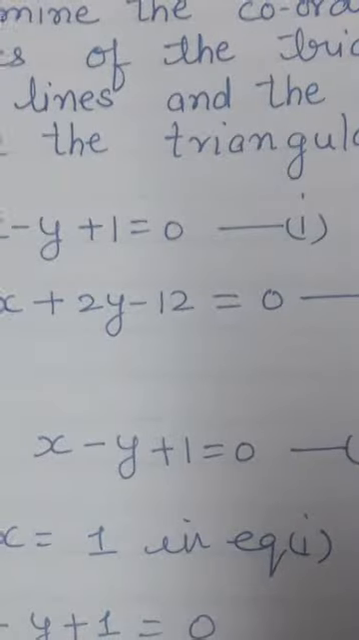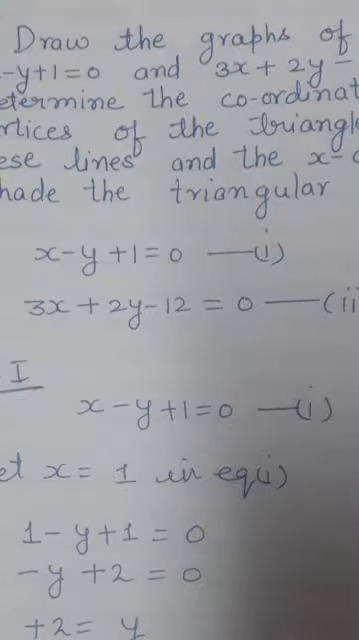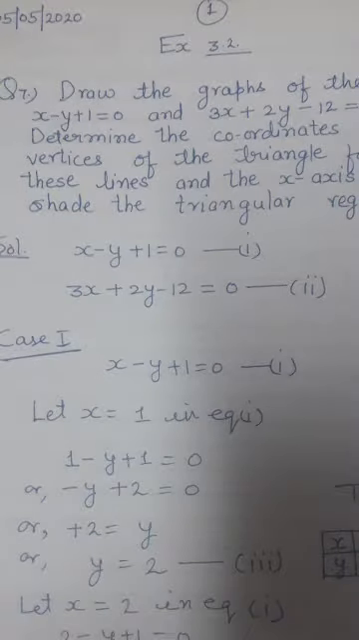This is our first equation. And the second equation which is given to us is 3x plus 2y minus 12 is equal to 0. This is our second equation. We'll start from the first equation, case first. First equation is x minus y plus 1 is equal to 0. We will put x is equal to 1 in equation first. See, we can put any value of x in equation first. It can be an integer, in such a way that we get the value of y as an integer because it is easy to plot. So we have kept x is equal to 1 in equation first.